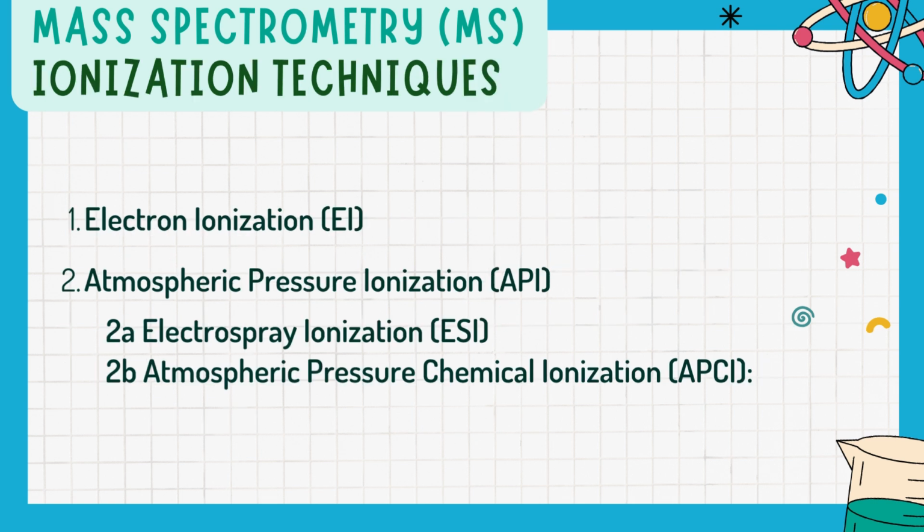And then here, guys, we have two types of ionization techniques for mass spectrometry. We have electron ionization or EI, and atmospheric pressure ionization or API, under which are two examples: electrospray ionization (ESI) and atmospheric pressure chemical ionization (APCI).